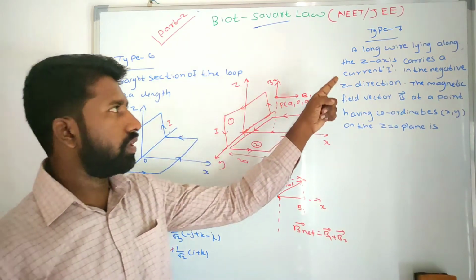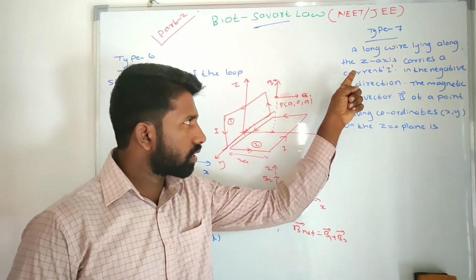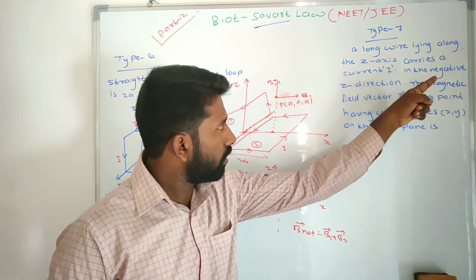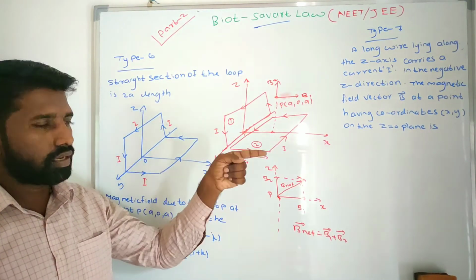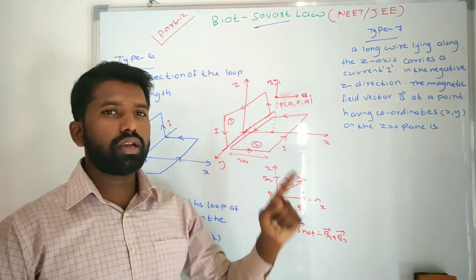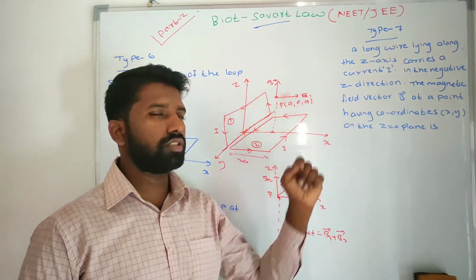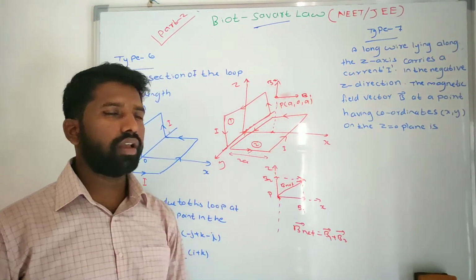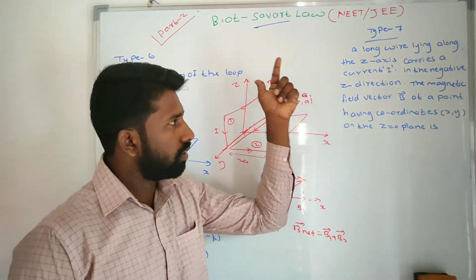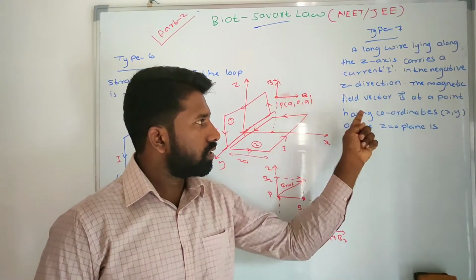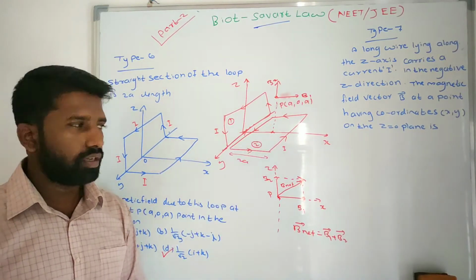Now we will see type 7. A long wire lying along the z-axis carries a current I in the negative z direction. The current carrying conductor is along the z-axis. We need to find the magnetic field vector B at a point having coordinates x, y on the z equal to 0 plane. Clear?